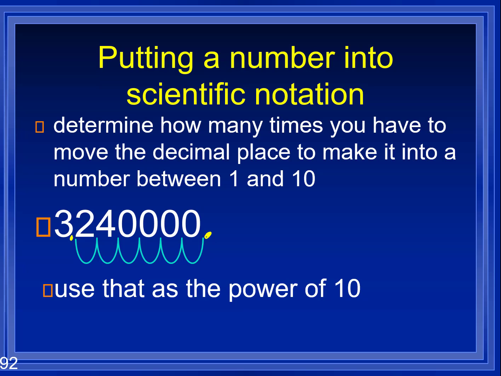Now, my question is, my power of 10, I got 2 possibilities. It could be positive 6 or negative 6. Which one do I use? I want a big number. If I multiply by 10 to the positive 6, I'm multiplying by a big number. If I multiply by 10 to the negative 6, that's a small number. Right? So, 3.24 times 10 to the 6th is the same as 3,240,000, just written shorter.